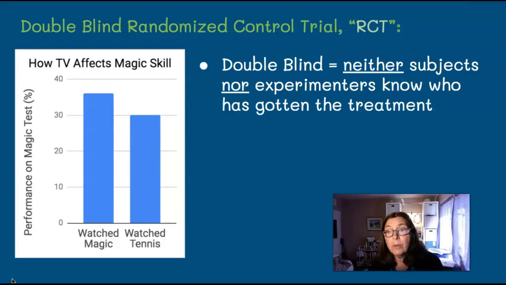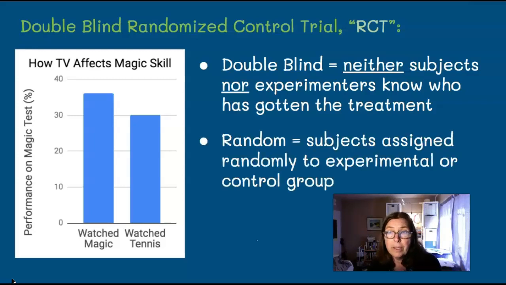In our case, we could possibly have our magic show TV watchers watch 5 different shows, only one of which is a magic show, and our tennis watchers watch 5 shows, only one of which is a tennis show, and then we can test these people on a variety of things. Somewhere in there is mixed some magic skills. And so nobody really knows what the experiment is about, so they don't really know if they are in the experimental or the treatment or the control group.